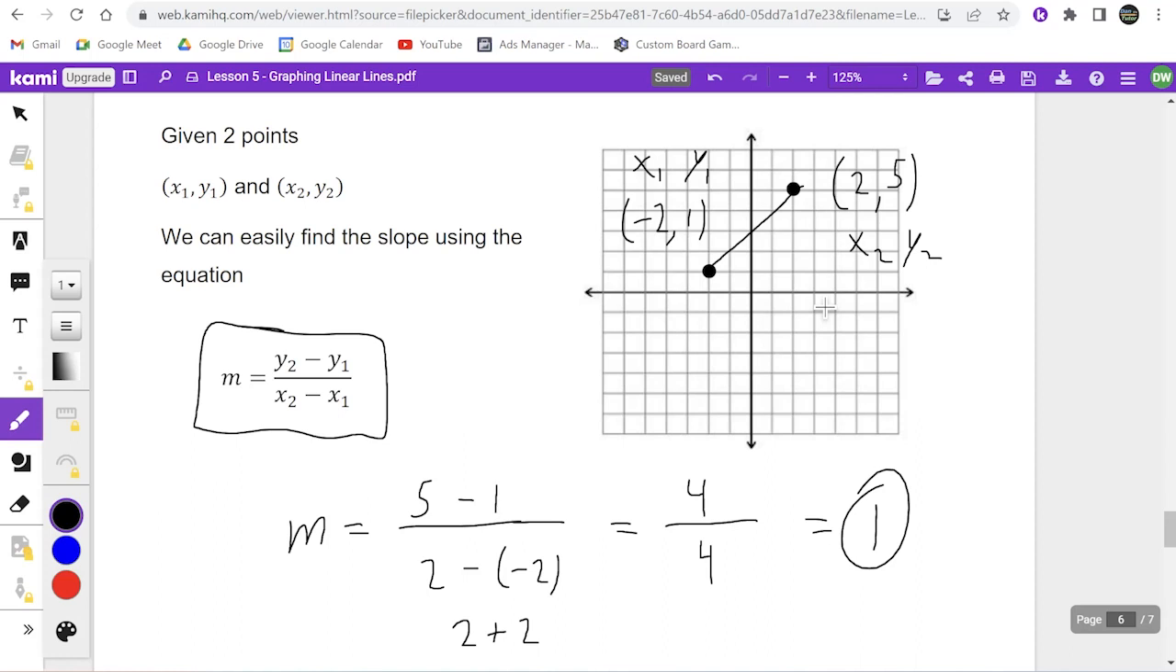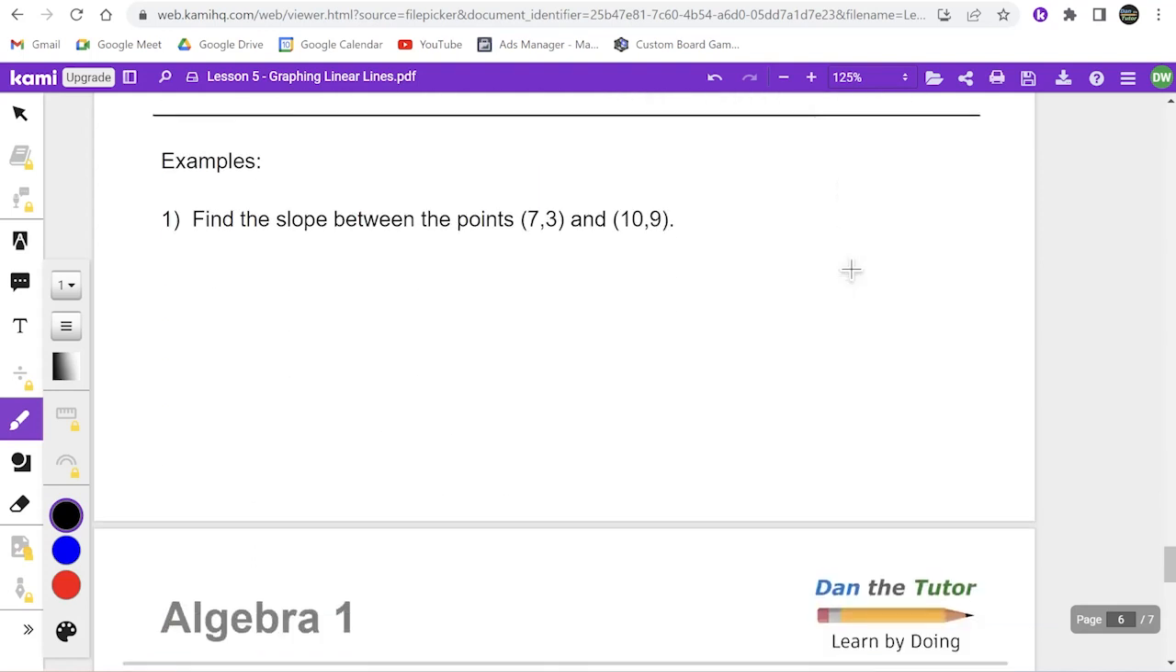You're going up 1, to the right 1 each time. Now obviously when I give you this graph here, it's kind of easy to see that, but you're not always given a graph. Let's look at the next few examples.